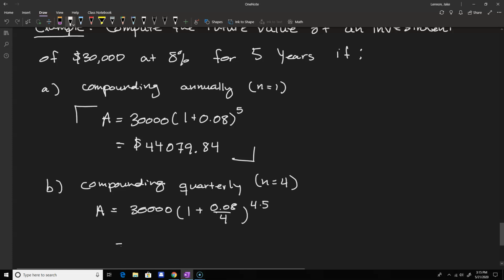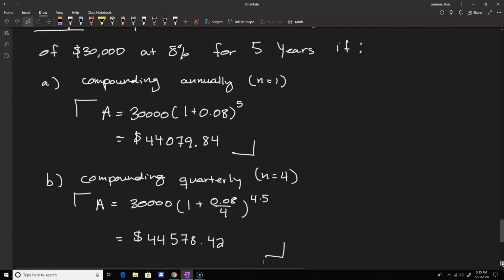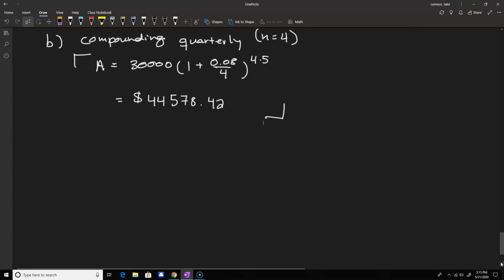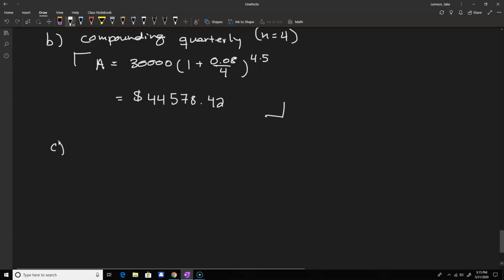So depending on which calculator you use, you want to make sure that you're typing it in correctly. And if you need to put parentheses places, that you're putting them in the correct spot. But this should come out to $44,578.42. So I kind of frame these in just to indicate where the work is and where the question ends. Okay, so just 2 more parts of this example, and then that is it for the exponential function review.